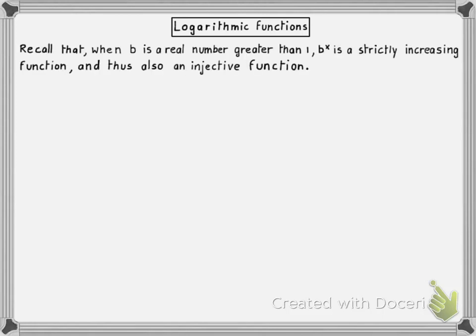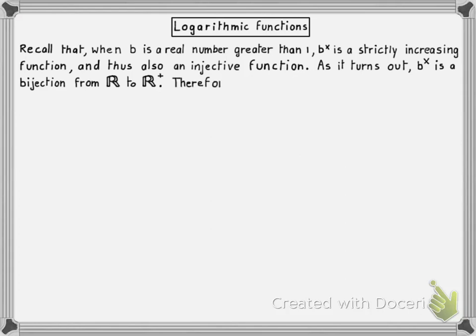Now remember that when b is a real number that's greater than 1, the exponential function b to the power x is a strictly increasing function, and therefore it's also an injective function, as we discussed in a previous segment. Now it turns out the exponential function b to the power x is actually a bijection from the set of real numbers to the set of positive real numbers. So since the exponential function is a bijection, it's actually invertible, which means it has an inverse.